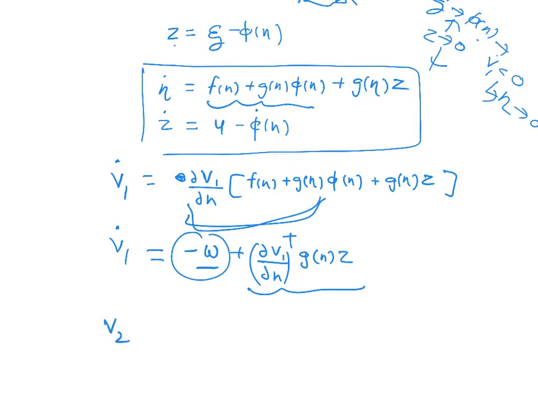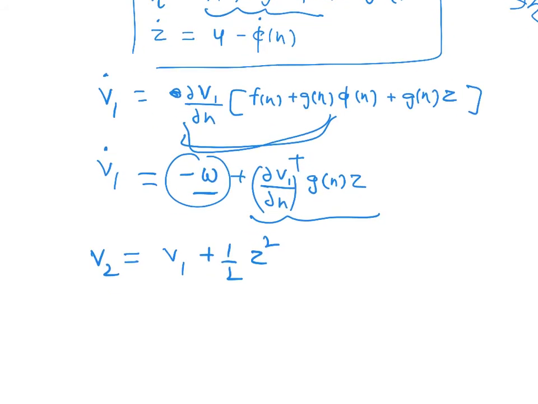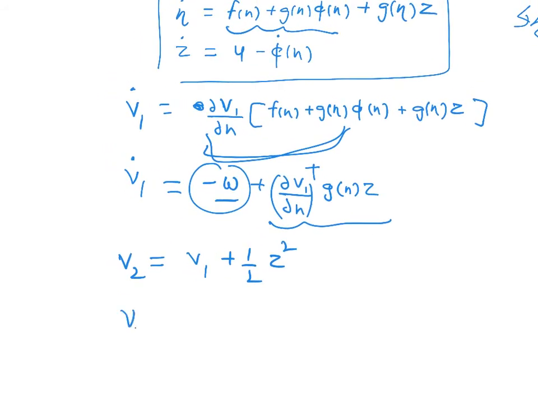you define v2 now, okay? v2 is v1, which was our previous candidate function, plus half z squared, because now you want to make z go to 0. Okay, getting my point here? So now let's see, what is v2? v2 dot will be, so it's simple now.